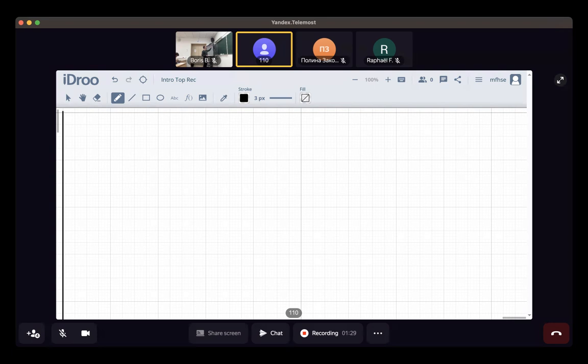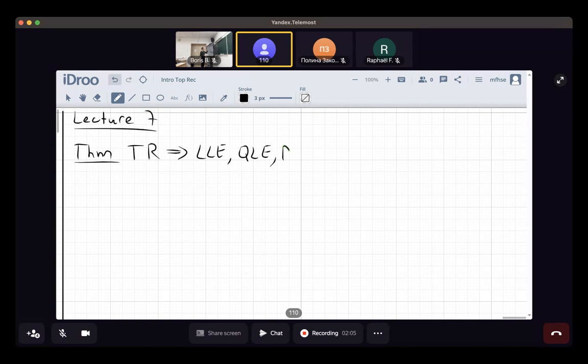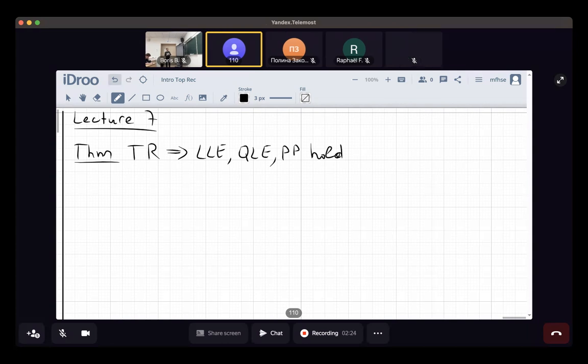So today, the goal for today's lecture is to prove from topological recursion relation. So from topological recursion, if we have topological recursion relation, then linear equation, quadratic equation, and projection property, all these equations hold. So we said last time that it is more or less the backward process of what we did last week. But okay, it's not analogous computation. Let me describe. Let me prove it.